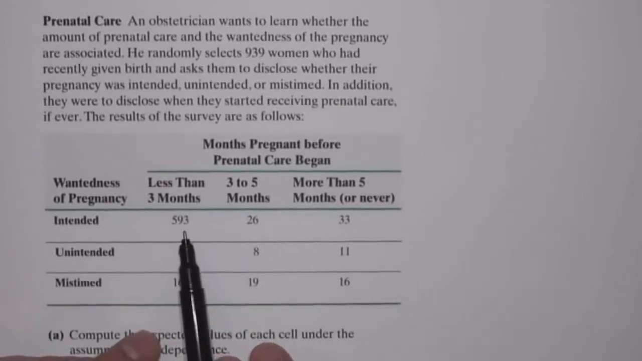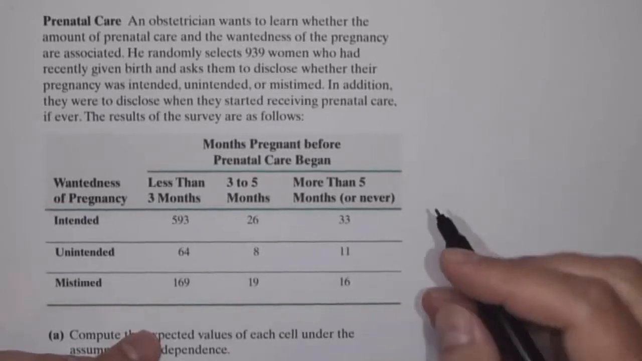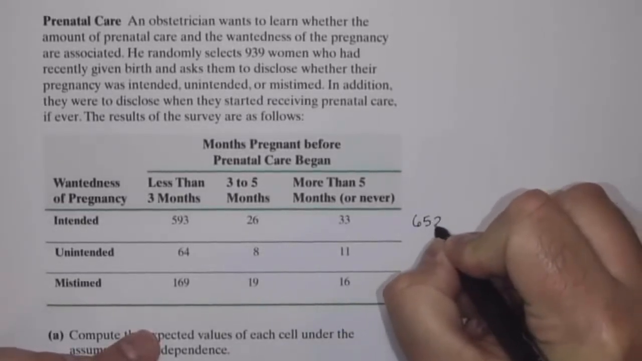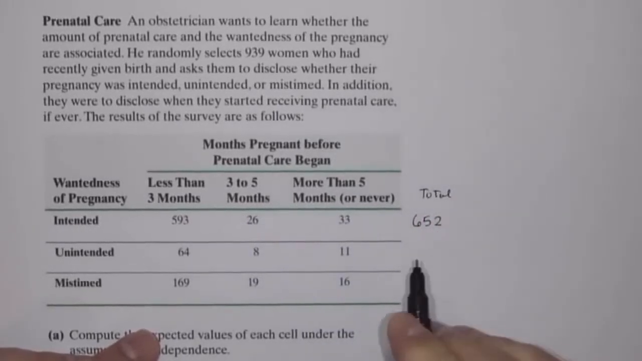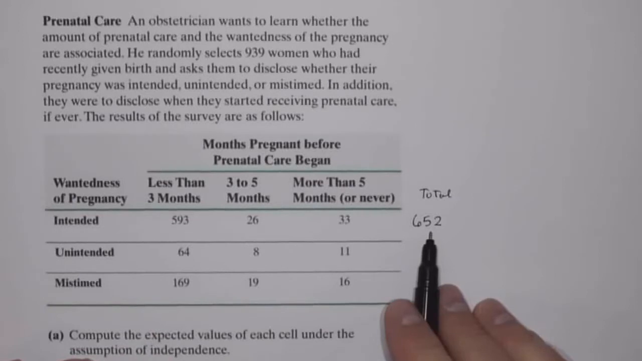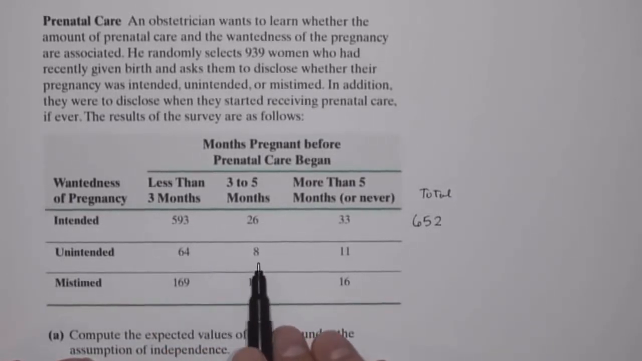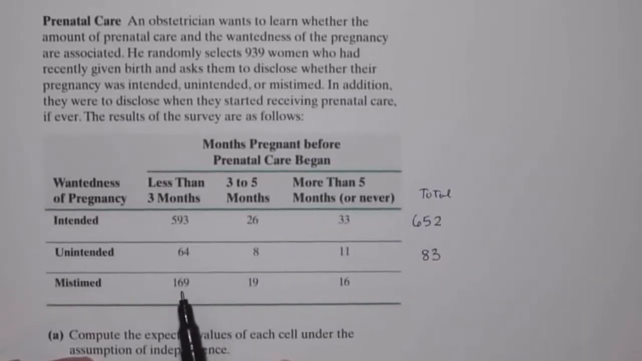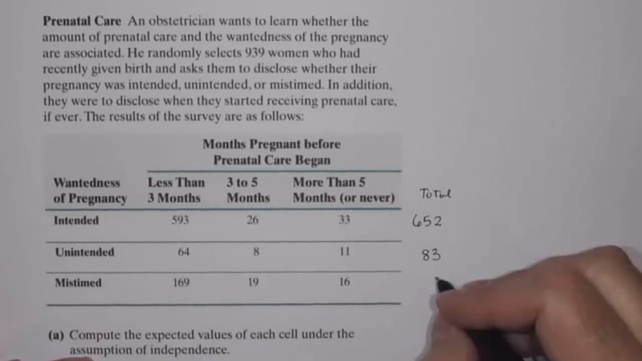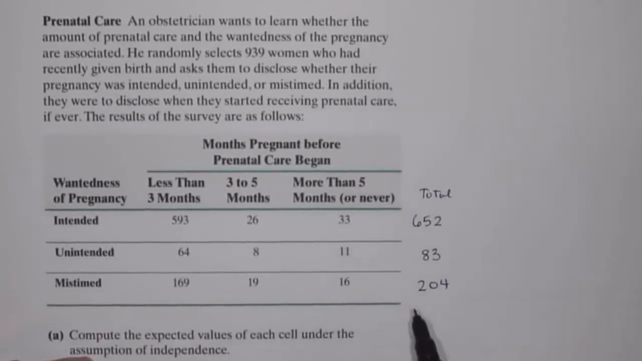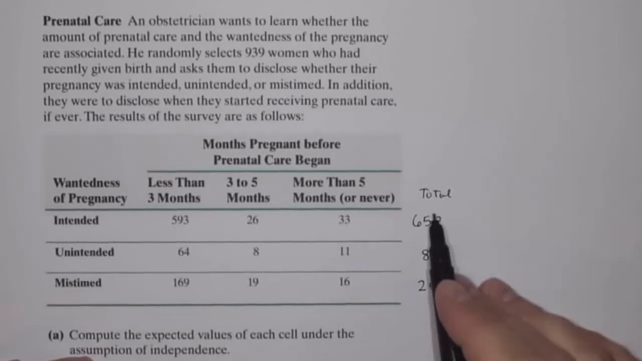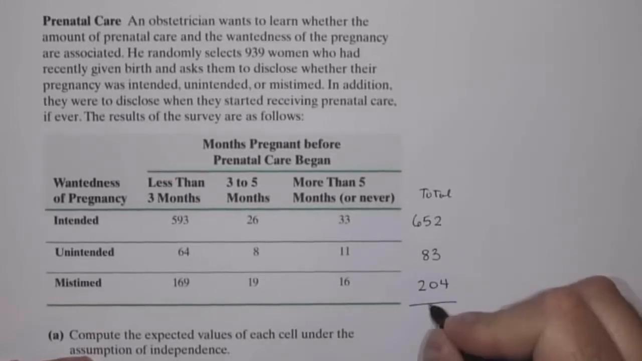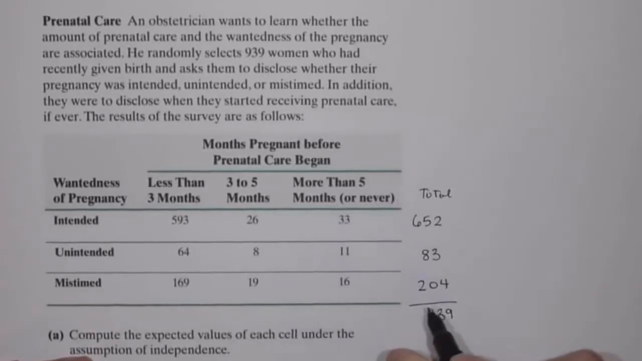So if we add up 593, 26, and 33, just add those together, that is a total of 652. So a total of 652 intended to get pregnant. If we add up 64, 8, and 11, that is 83. 83 did not intend to get pregnant. If we add up 169, 19, and 16, that is 204. And so 204 of these pregnancies were mistimed. And if we add that together, that is a total of 939. So this is the first row's total, the second row's total, the third row's total. This is the table total.